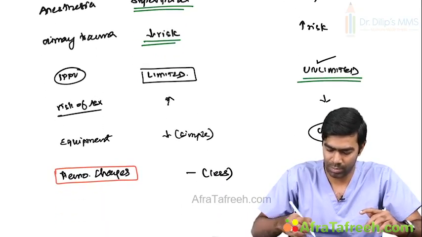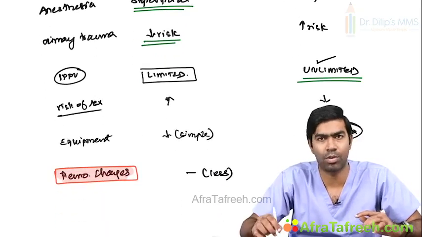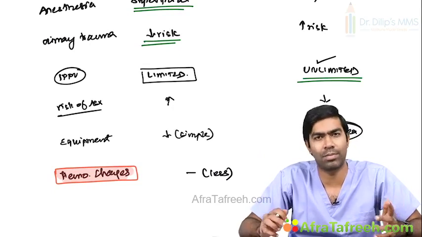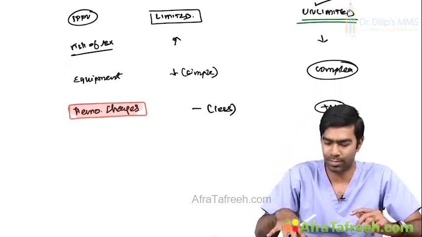In general, I feel these hemodynamic changes will definitely be an exam question. They will ask you a true or false statement only. That's why I'm telling all these tables. Otherwise, why should I tell?